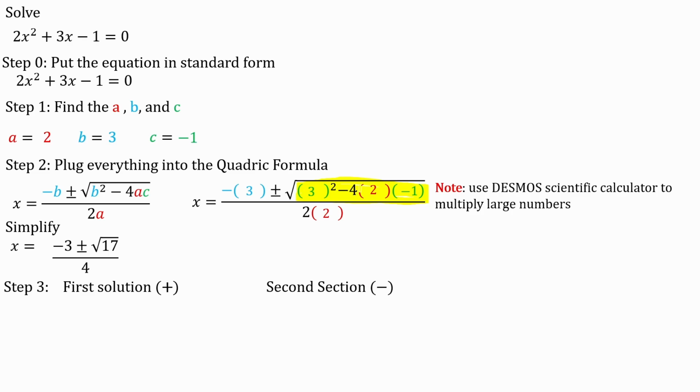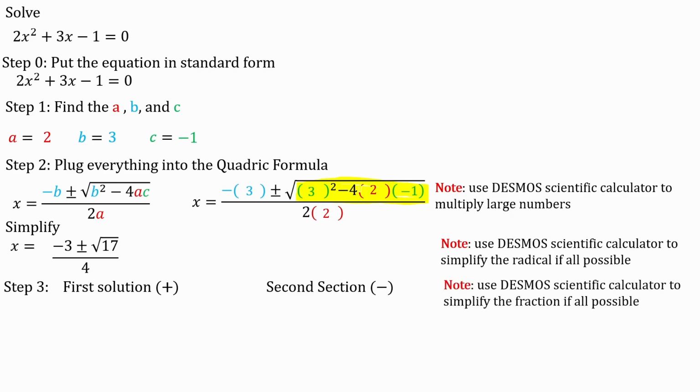Here you can now see this as having two solutions. The first one would be negative 3 plus the square root of 17 over 4, and the other one would be negative 3 minus the square root of 17 over 4. These are your two solutions here. You can't simplify that square root of 17.